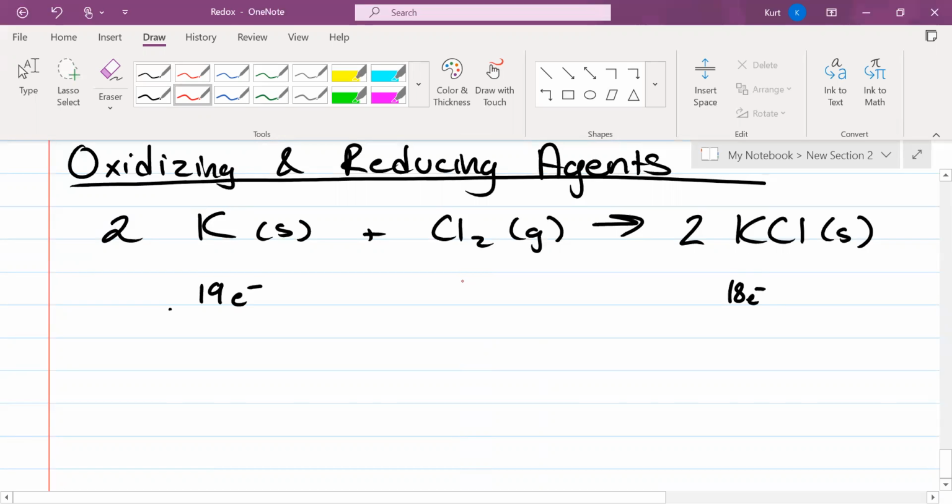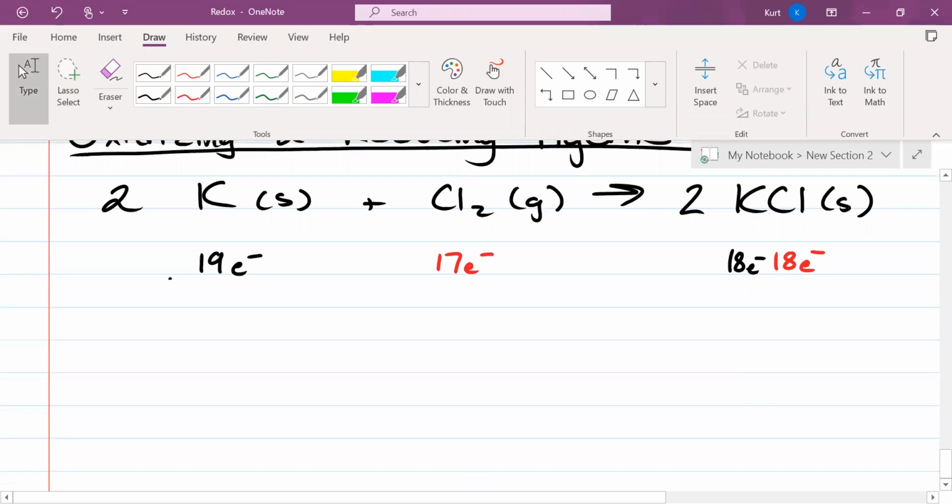Each chloride has, I'm looking at the periodic table, 17 electrons. In order for it to bond with chloride, how many electrons must it have? 19. 18, you're right, excuse me. I was wrong. And so now they're both balanced. But what I want to convey to you here is that the electrons from potassium went to chloride.